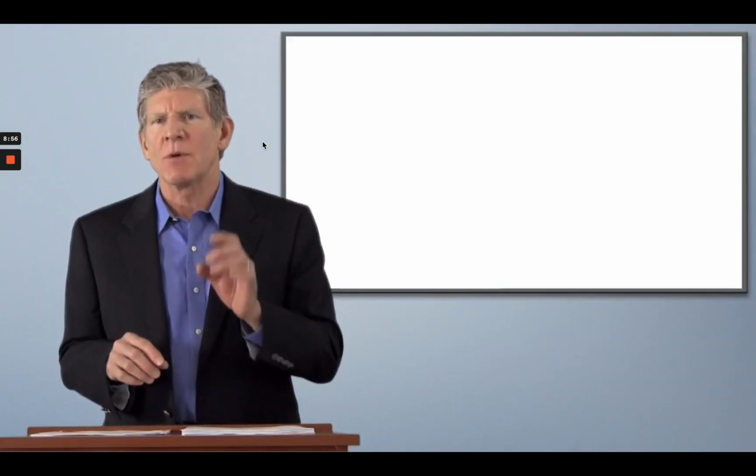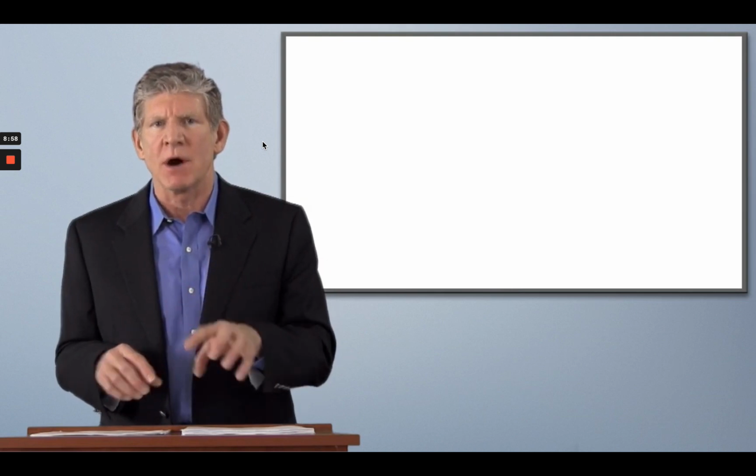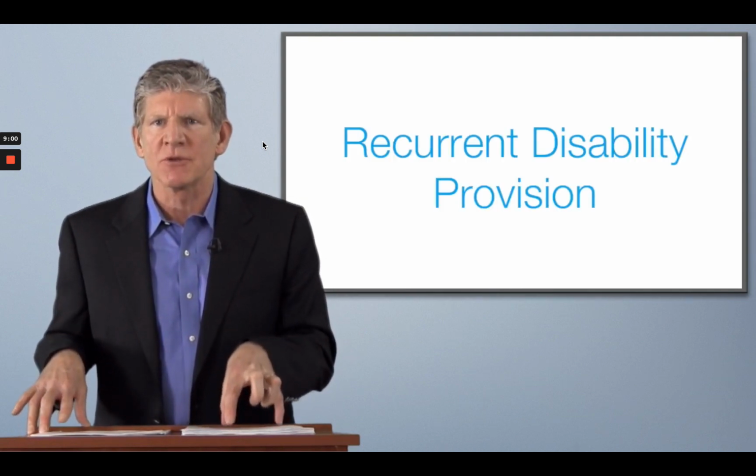The variety of benefits it provides means that a disability income policy can be quite detailed. To accommodate this complexity, a DI policy has a number of unique policy provisions. The one provision I want to take a moment to elaborate on is what we call the recurrent disability provision.